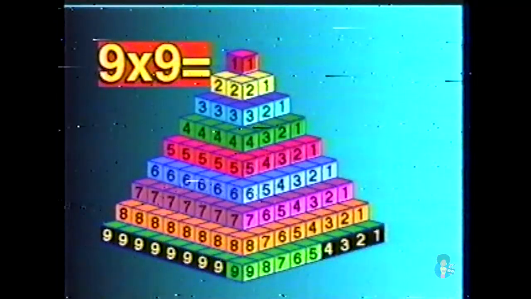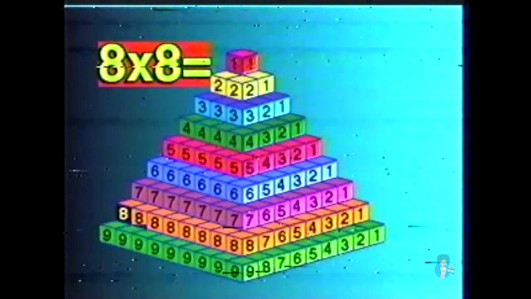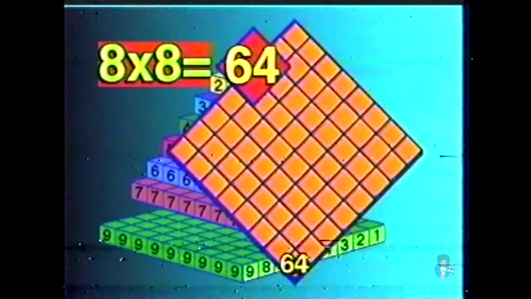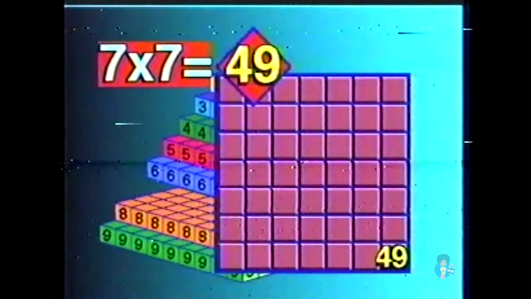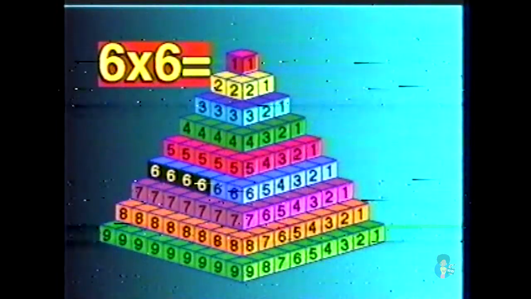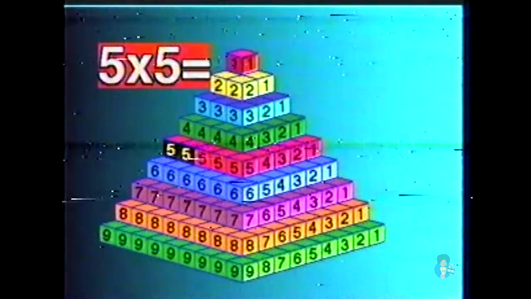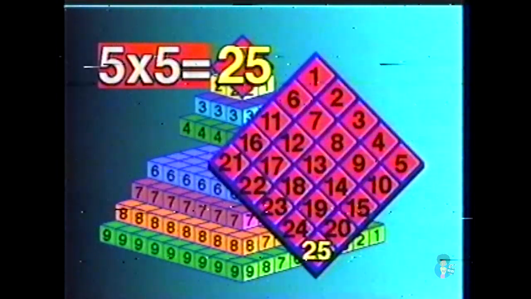Backwards now. 9 times 9 is 81. 8 times 8 is 64. 7 times 7 is 49. 6 times 6 is 36. 5 times 5 is 25. Keep it going now.